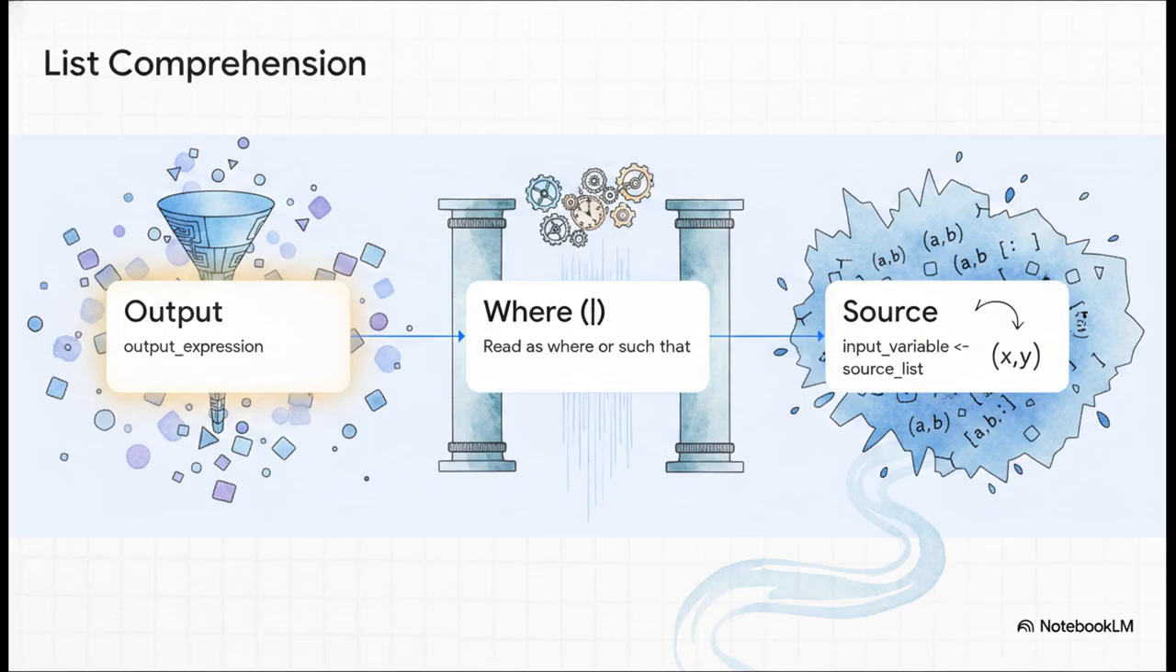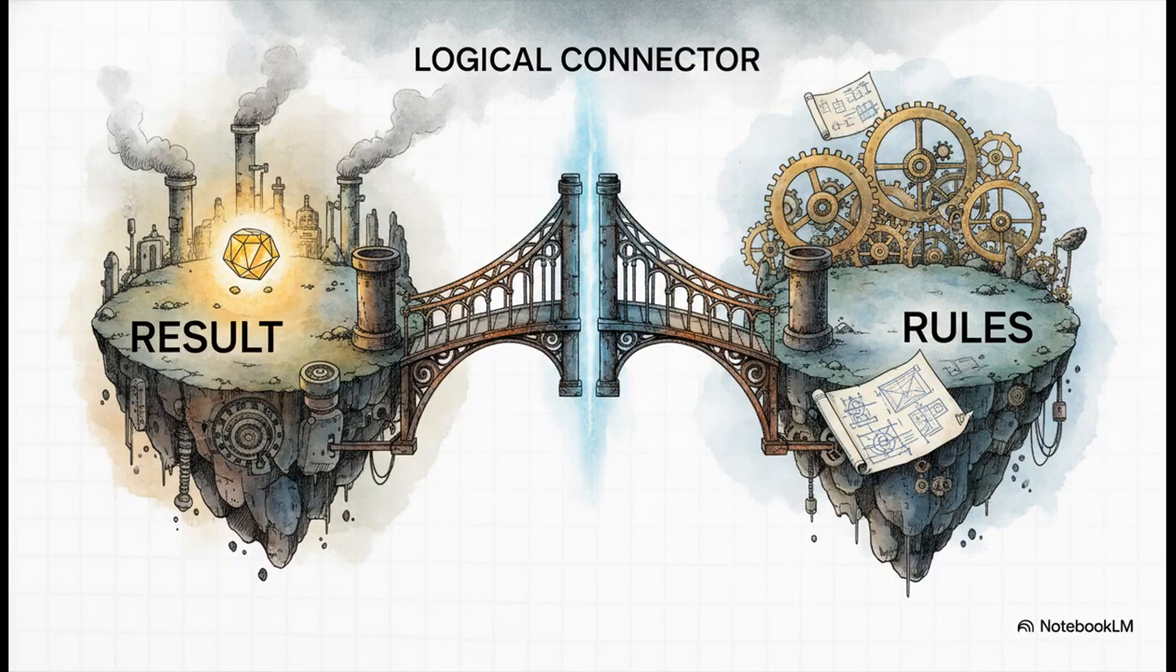Second, you have a dividing pipe symbol. And third, you declare your source list and any filters you want to apply. It reads almost like a mathematical equation, but it's purpose-built for data processing. Actually, I want to pause on that middle step for just a second, because that pipe symbol is the absolute key to reading this syntax comfortably.